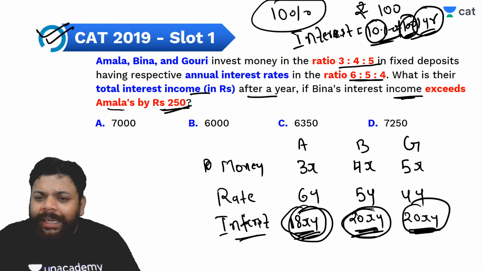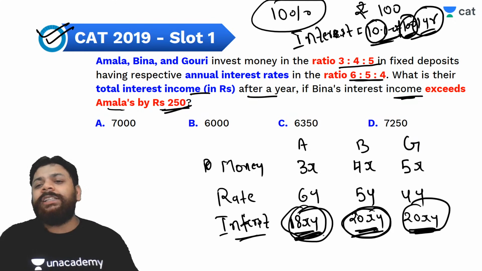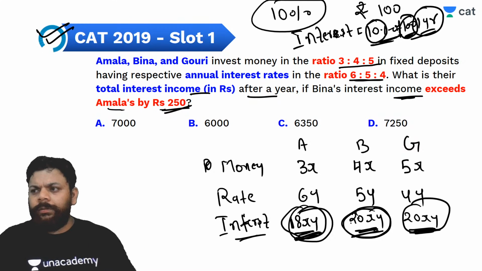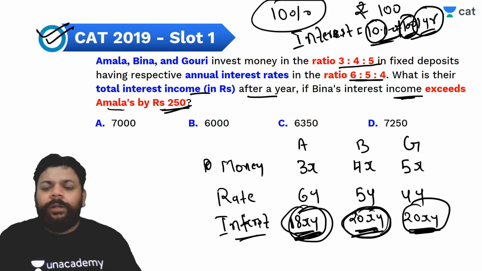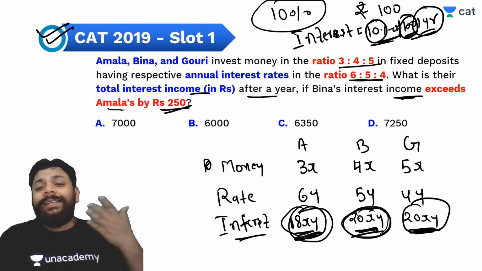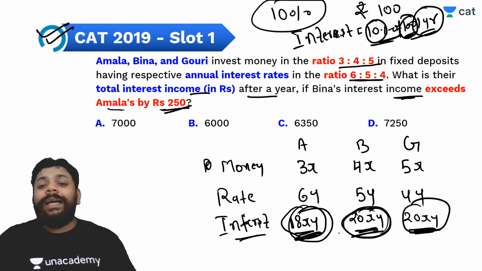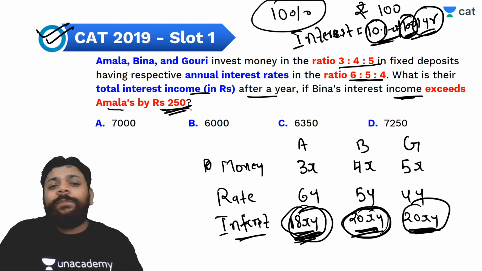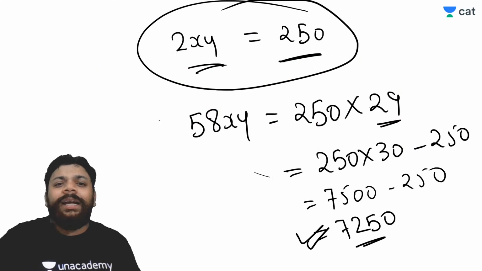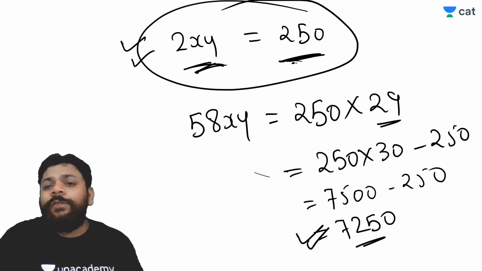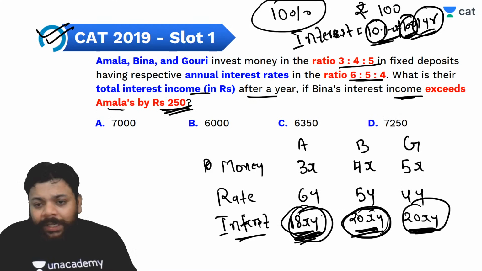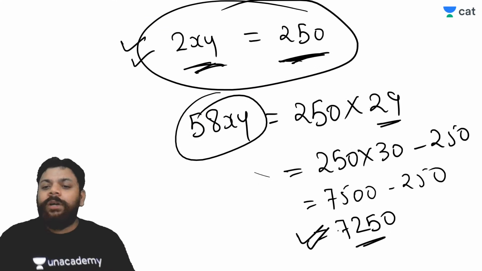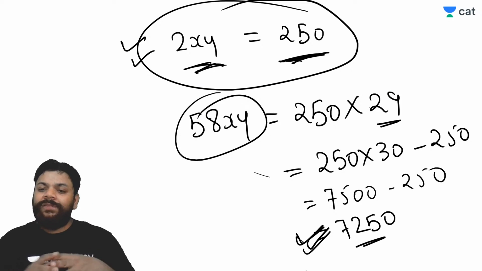Bina is having 20xy and Amla is having 18xy. So this is 2xy more in terms of xy. So this is 2xy more. Bina's interest income is actually 2xy more than Amla. This is in terms of xy. In terms of rupees, this must be more by 250. And that's the reason I am writing like 2xy will be equivalent to 250. So 58xy, since summation of this is going to be 40xy and this is 18. So 58xy का value क्या होगा? And my answer is definitely 7250.